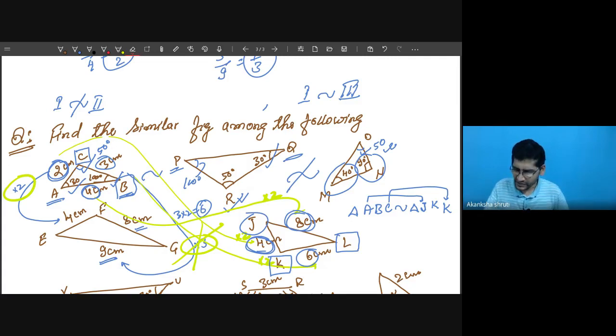Okay, student. So this is the way of writing. So this is the other L. It is our L, student. It is matching with L. So here we have obtained that triangle ABC is matching with triangle JKL. JKL. Okay, so right.